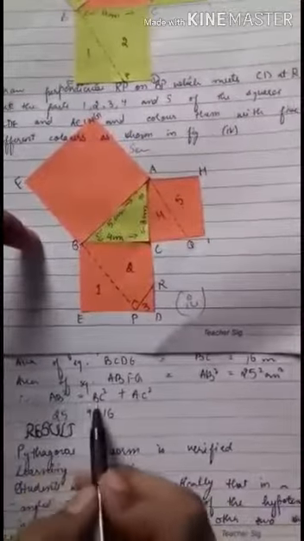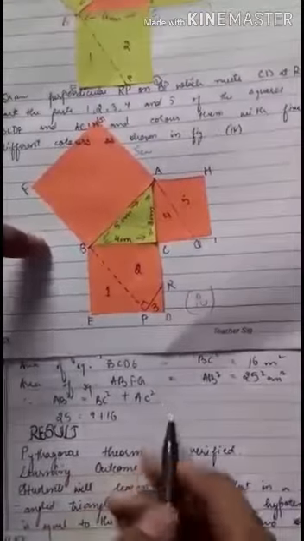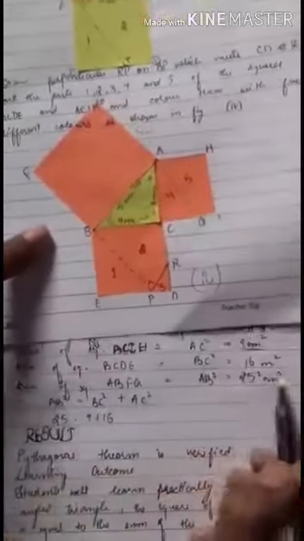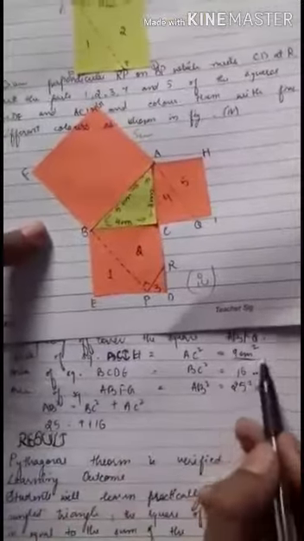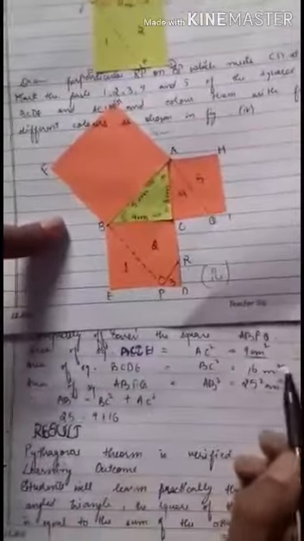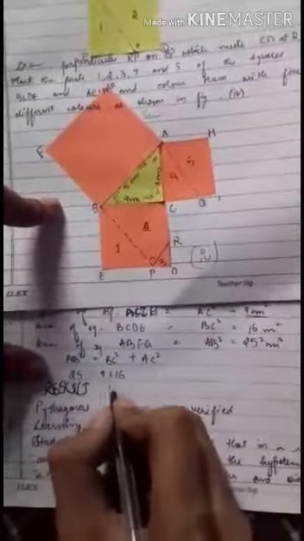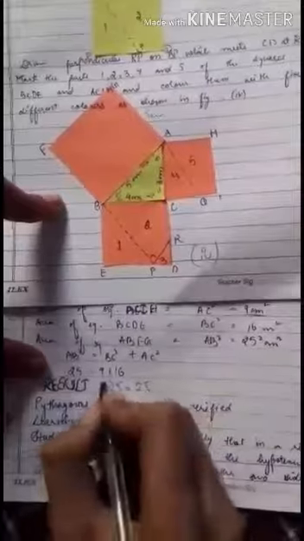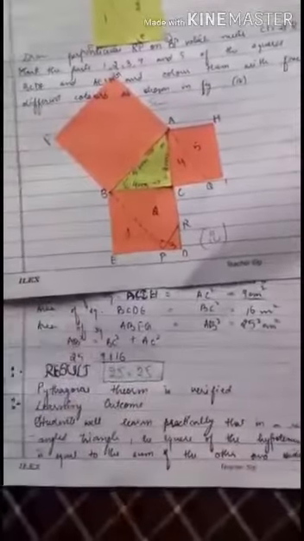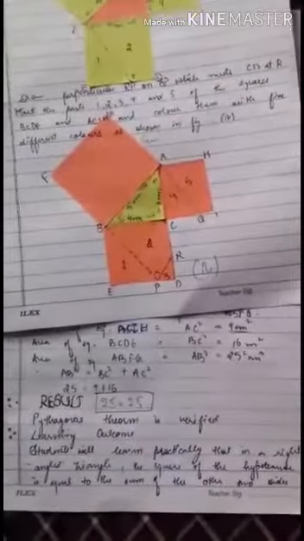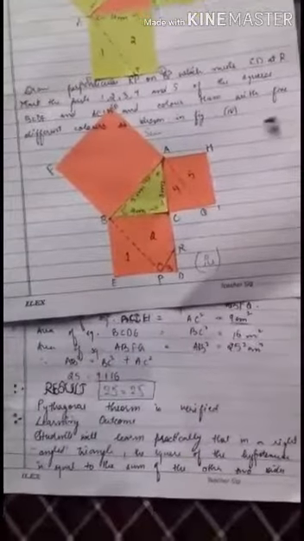So AB square is equal to BC square plus AC square. So AB square is 25 centimeter square, AC square is equal to 9 centimeter square, and BC square is equal to 16 centimeter square. So it is proved as 25 is equal to 25. So it is hence proved that the hypotenuse is the longest side, and in a right angle triangle the square of hypotenuse is equal to the square of its base and its height.